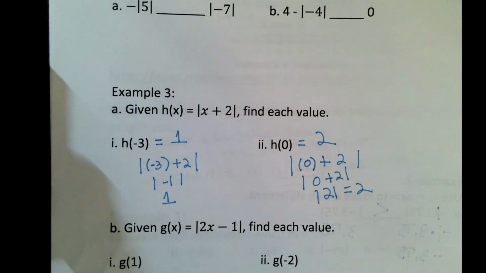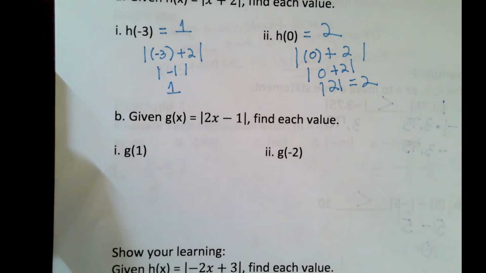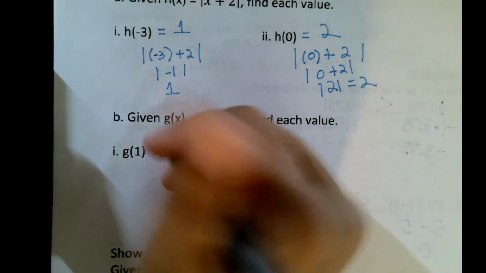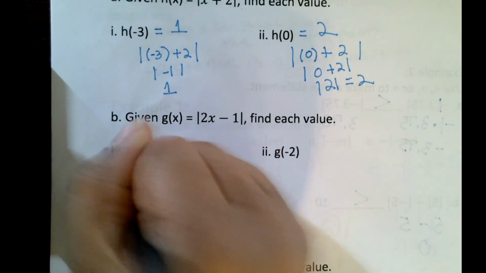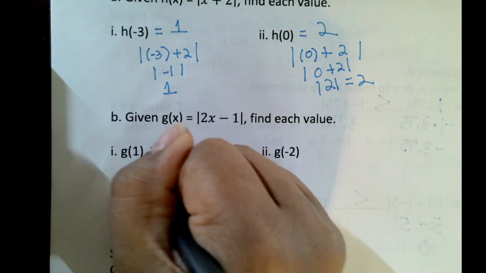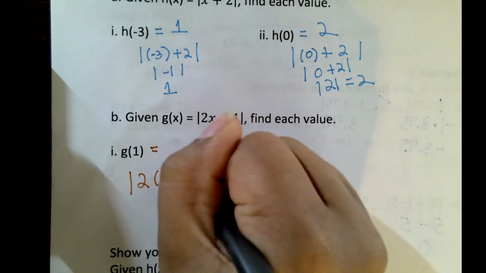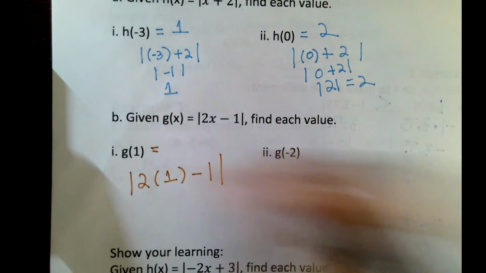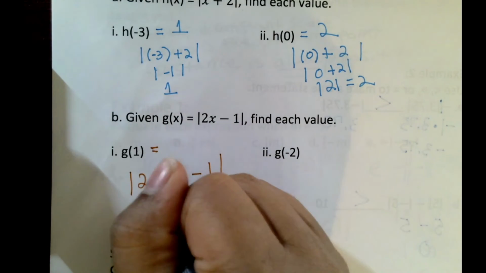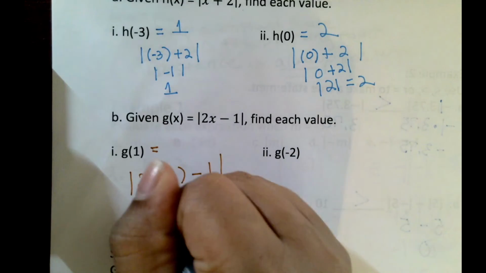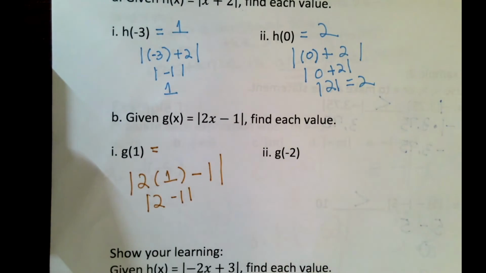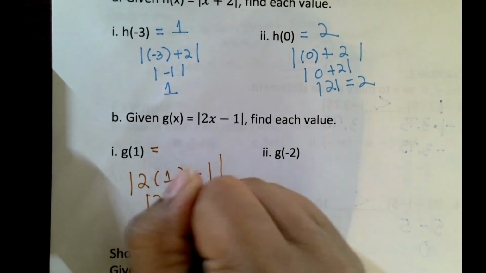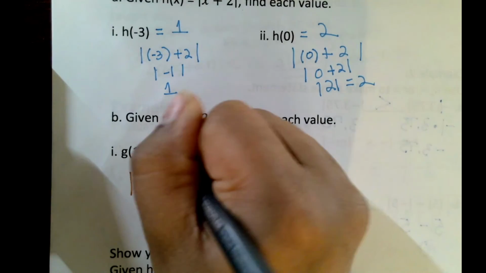Alright, let's make it a bit harder. This time we're given g of x as the absolute value of 2x minus 1. Well, okay, that's not going to be that bad, right? We're going to make our absolute value. Here's our 2 times our x minus our 1. What are we plugging in for x? The 1. So 2 times 1 is 2, minus 1 in absolute value. Then 2 minus 1 is 1. And the absolute value of 1 is in fact 1.